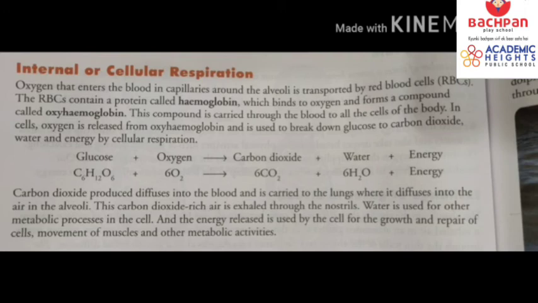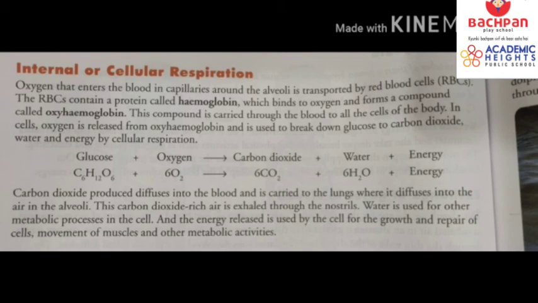this hemoglobin binds to oxygen and forms a compound called oxyhemoglobin. Okay, oxygen combines with hemoglobin and it forms oxyhemoglobin, and this compound is carried through the blood to all the cells of the body, and in cells oxygen is released from oxyhemoglobin and it is used to break glucose to carbon dioxide. Now here in the reaction you can see glucose, that is C6H12O6, its formula. With the oxygen it gives carbon dioxide, water and energy.